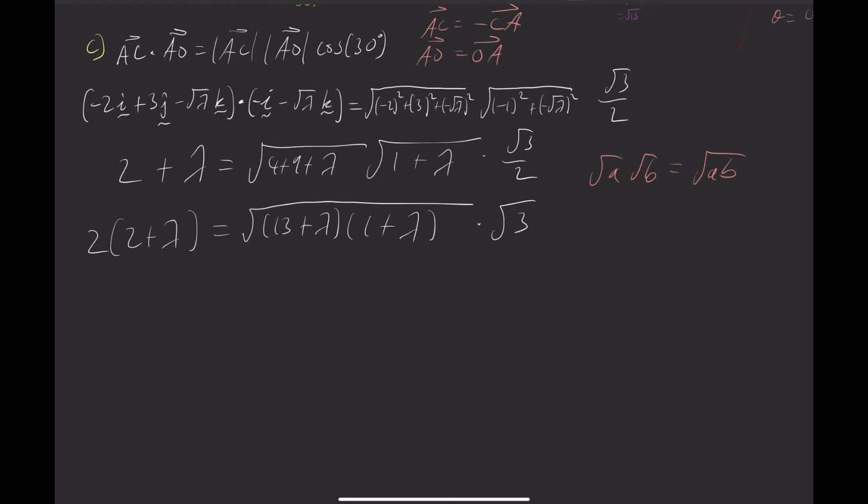So square all of that, and I'm going to square all of that. And that gets rid of those square roots. So I'll get 4 times 2 plus lambda all squared equals 3 times 13 plus lambda times 1 plus lambda.